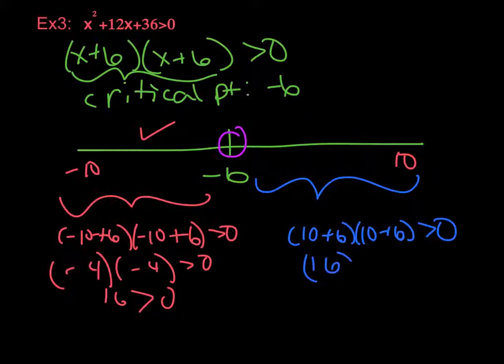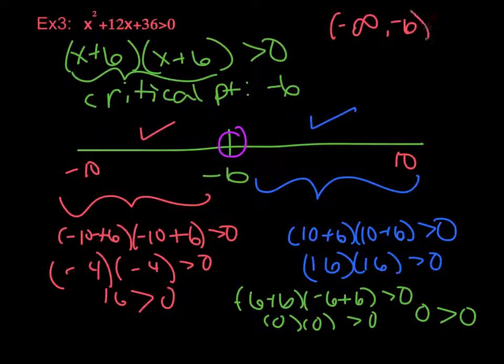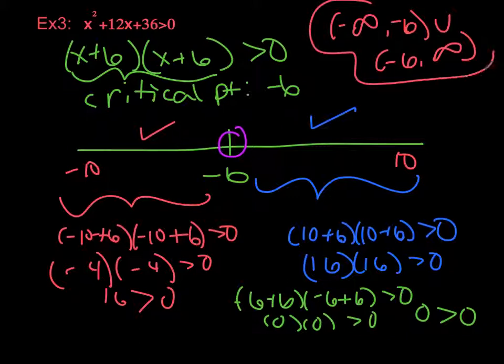That's 16. Obviously, that is greater than 0. This one will work. So you basically have an answer everywhere you go except for negative 6. If I plug in negative 6, you have 0 times 0 greater than 0, and 0 is not greater than 0. If it was, it would be solid. So your solution is everything except for the negative 6. I'm going to go from negative infinity to negative 6, skip over it, and go from negative 6 out to infinity. Every number except for negative 6 will be a solution to this inequality.